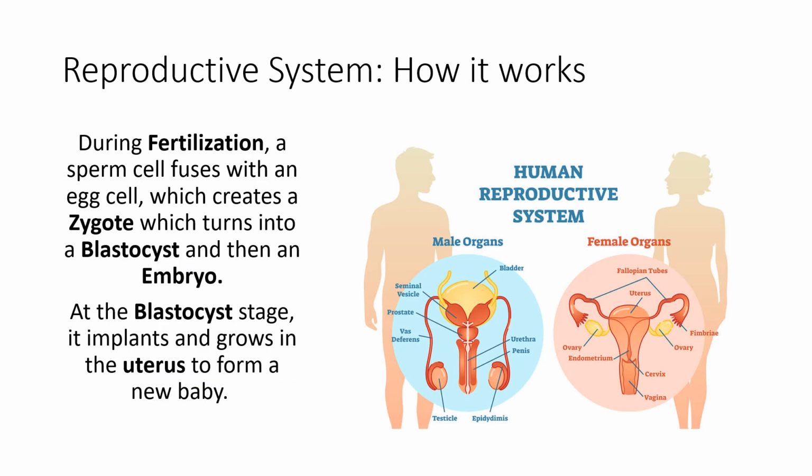How the reproductive system works is during fertilization, which we all know how that happens. The sperm cell fuses with an egg cell, which creates a zygote, which turns into a blastocyst, which turns into an embryo. At the blastocyst stage, the embryo implants into the uterus of the female, which is right here, and this is what forms a new baby. So the blastocyst implants in the side of the uterus and then grows throughout development in the next 9 months.